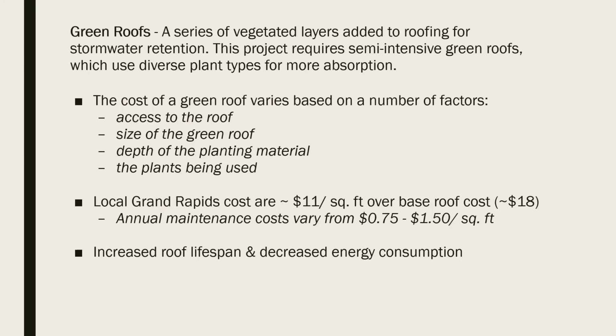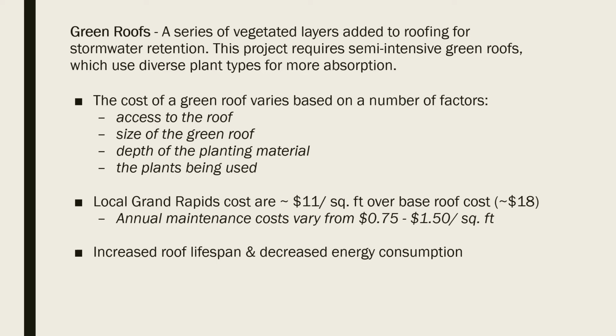Green roofs are a series of vegetated layers added to roofing for stormwater retention. There are generally 2 types. There are extensive and intensive green roofs. This project requires semi-intensive green roofs due to their mid-scale and diverse plant types. Generally staying away from succulents and mostly consists of types of grasses. Green roofs can be fitted or retrofitted to many different types of roofs, even slopes.